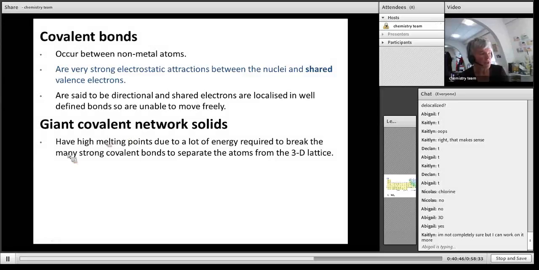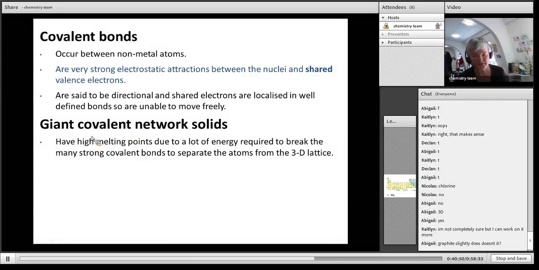Okay, so properties, high melting points. So that's a macro property. Graphite does, and I'm going to explain this now, is to say the only common factor for giant covalent network is the fact that it's got high melting points. The rest, it really depends on the structure. So when you've got polymers, they're different to diamond, which is different to graphite, and so on.